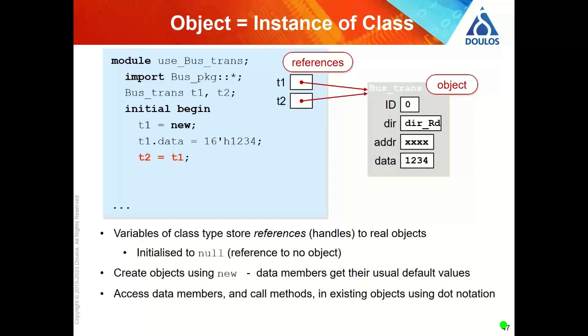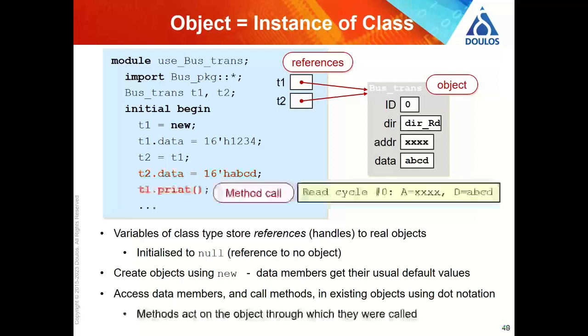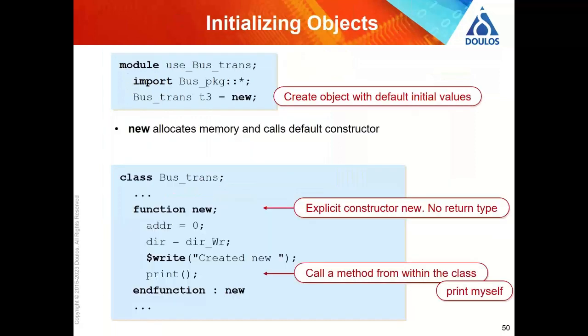Okay, so that's the thing that often catches people out when they learn about classes in SystemVerilog. But we can use T2 now in exactly the same way as T1. We can update the data, so that's overwritten this value. If we call T1.print, because T1 and T2 are pointed to the same object, then what we get back is the value that T2 has written. Okay, so that's the way that classes work.